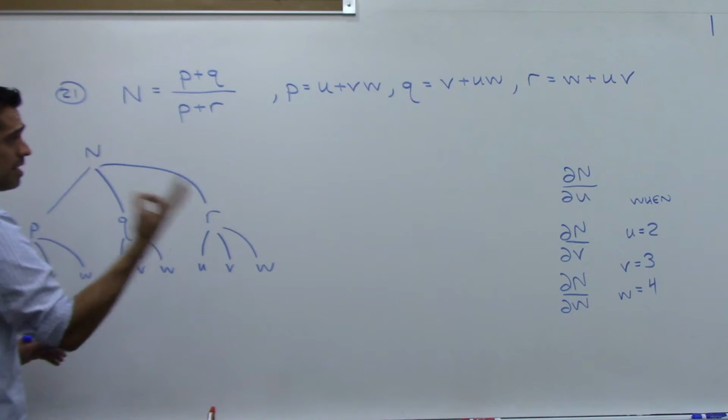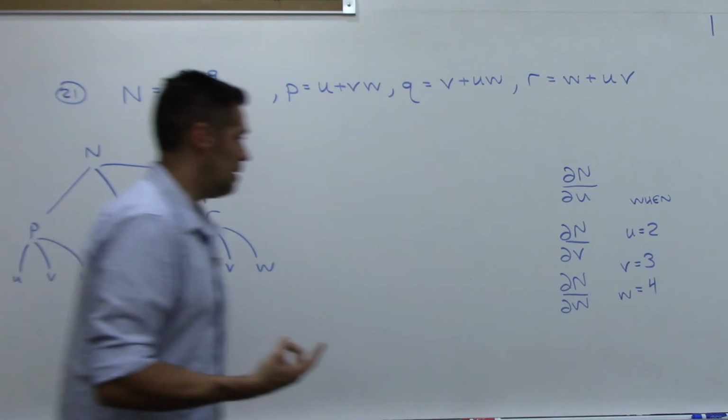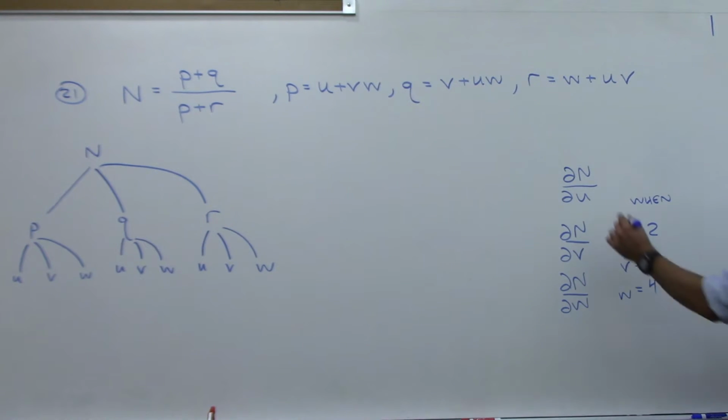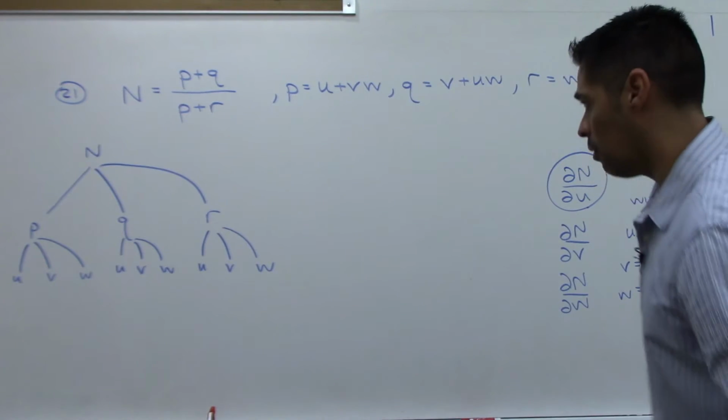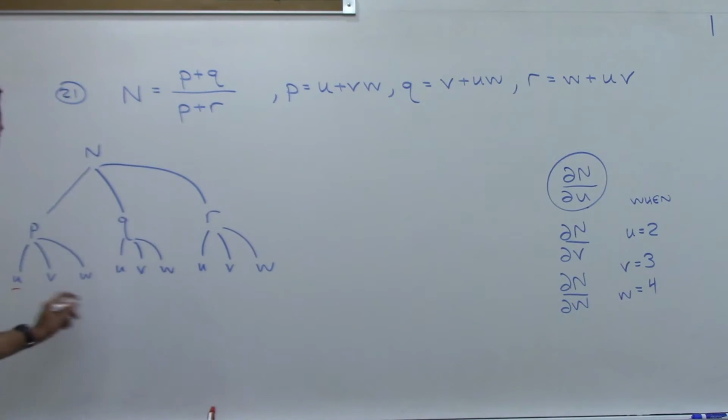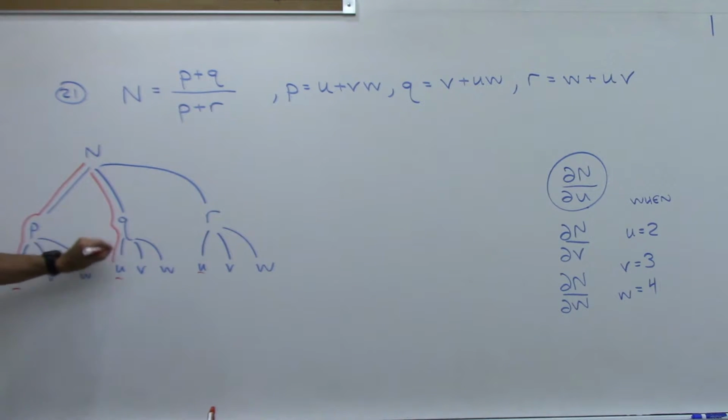So there's actually three partials that are possible. These are the three partials. And I'm just going to do one of them. I'm going to do this one when U is 2, V is 3, W is 4. So that means I'm going to be going down the paths that lead me down to the U's. So I've got to come down here and then down, down here and then down, down here and then down.